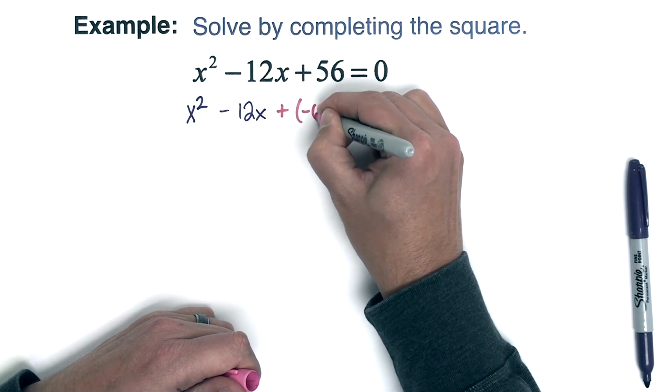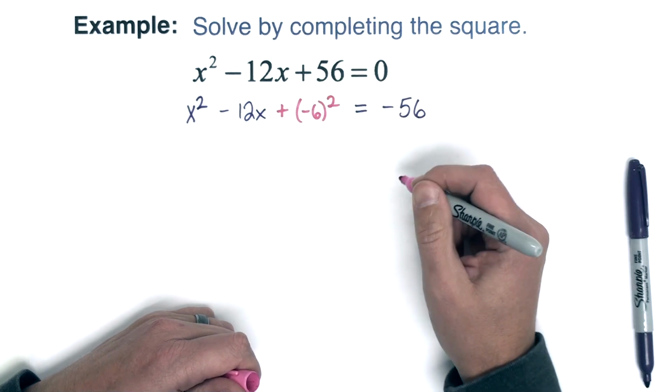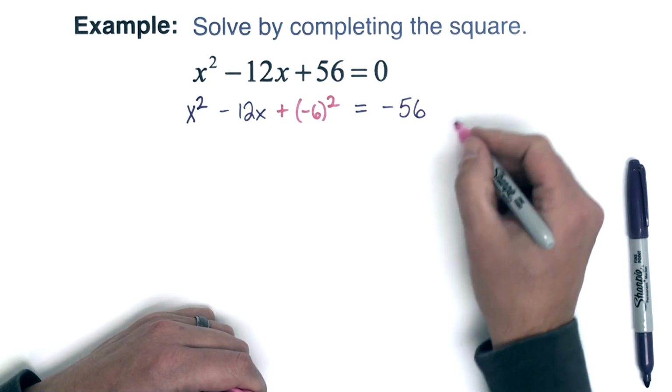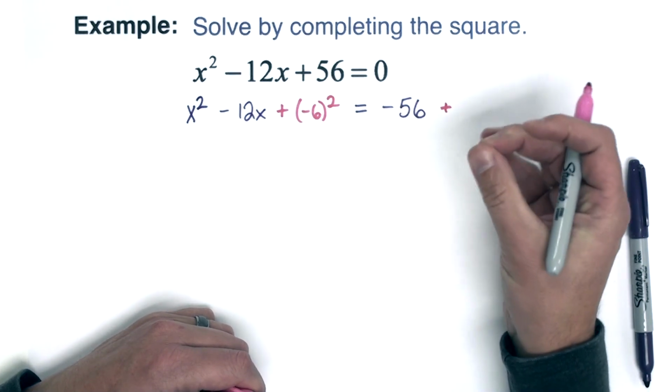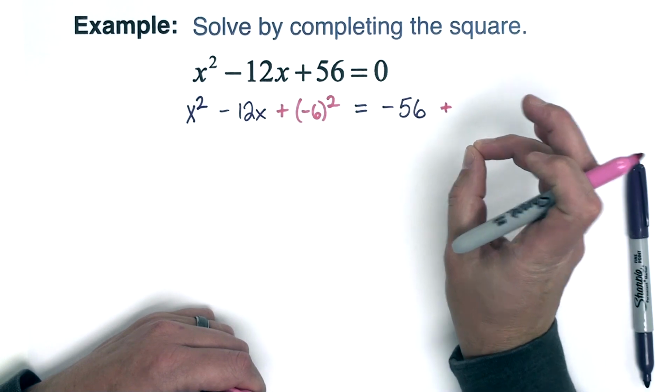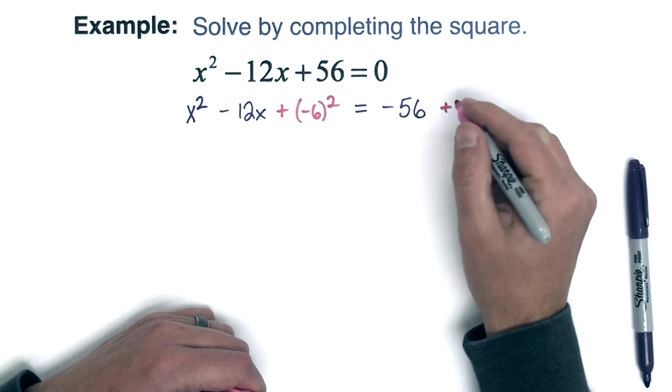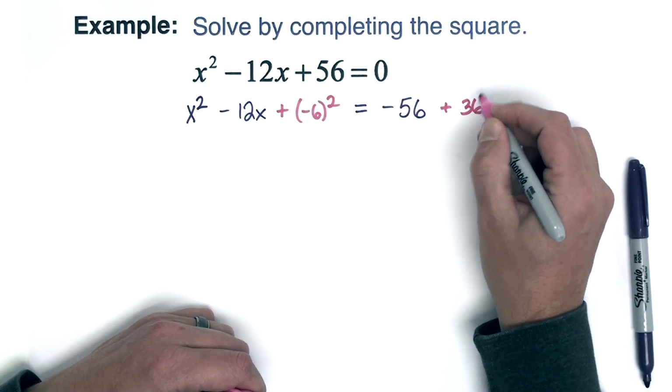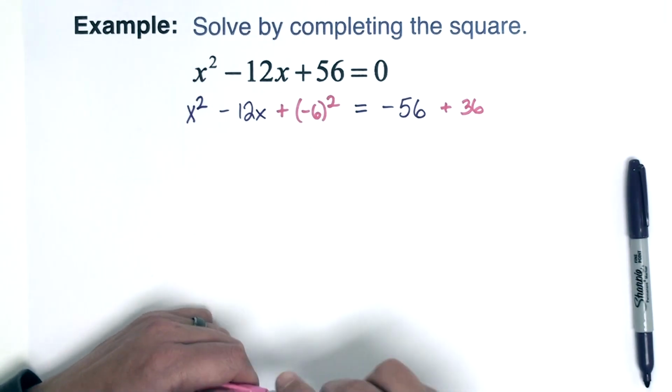Half of negative 12 is negative 6. I'm going to square that. And over here, I'm going to go ahead and skip a step so I can combine these quicker. I'm going to go ahead and just square this. Negative 6 squared is 36. So I've added the same thing on both sides. That's fair to do.